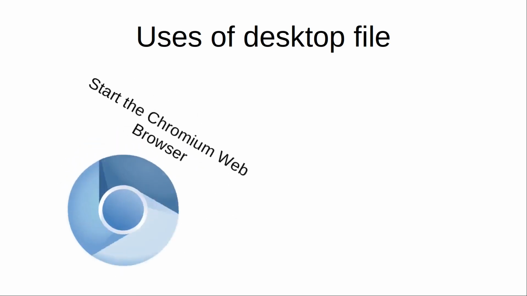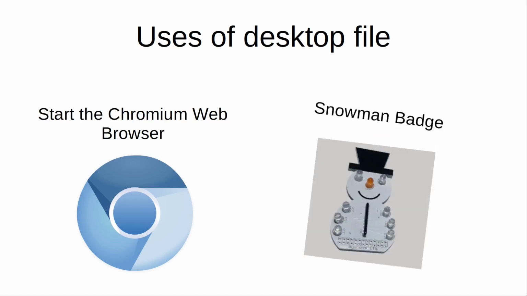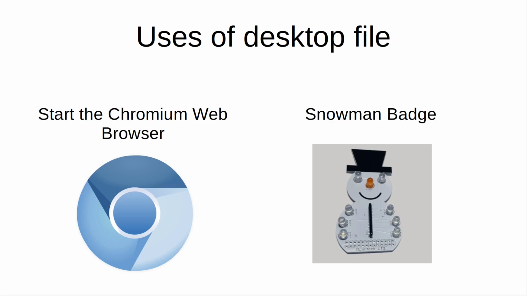So I'll be showing two examples here. The first is the Chromium web browser. You can follow along with this one even if you don't have any of the additional hardware for the second example. And the second example is based around a maker project, in this case a snowman badge, which runs as a graphical program, but I wanted to run it without a screen and interacting with a joypad games controller.